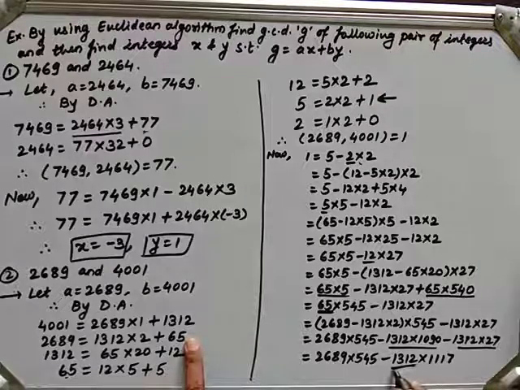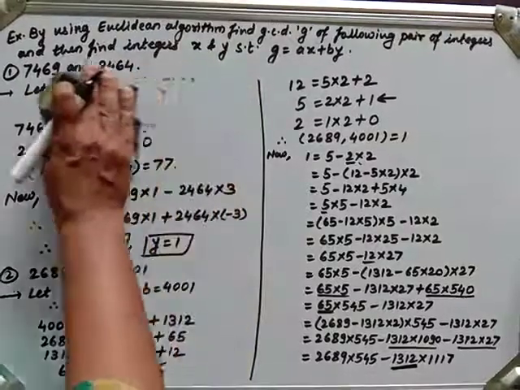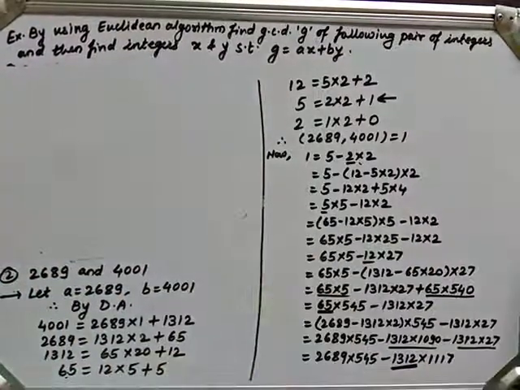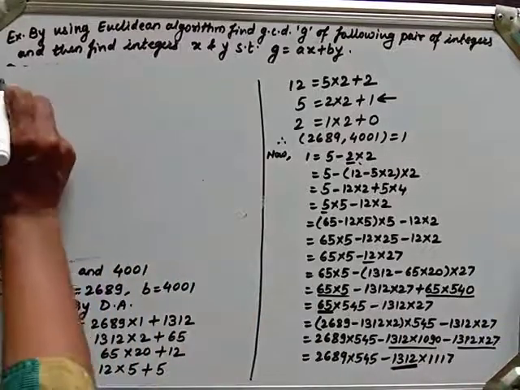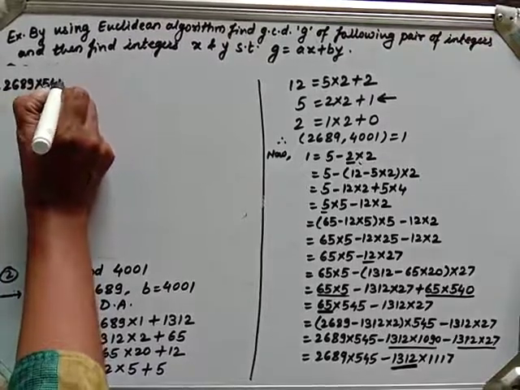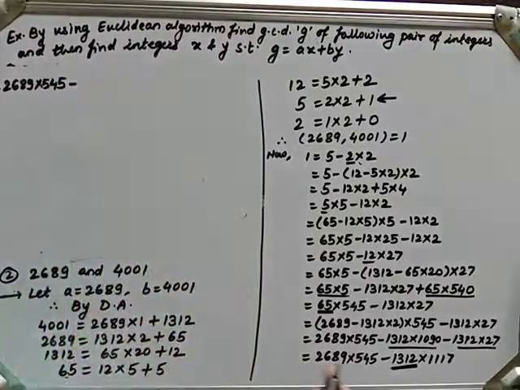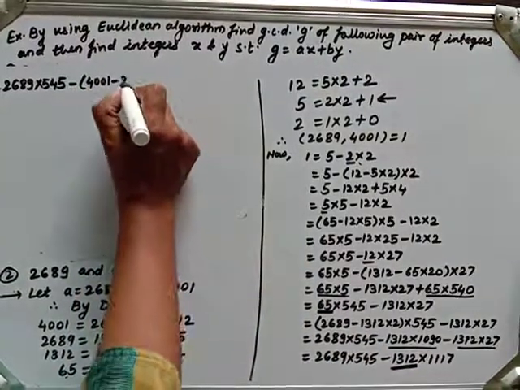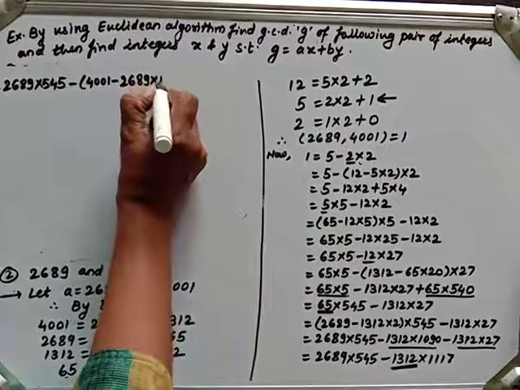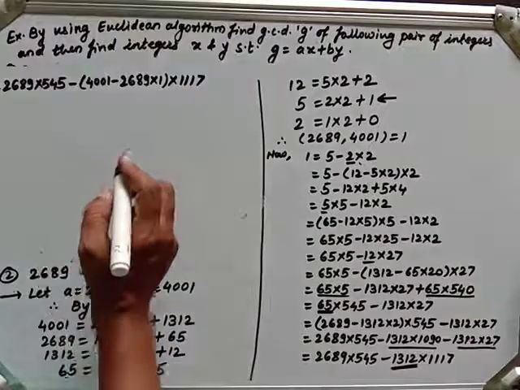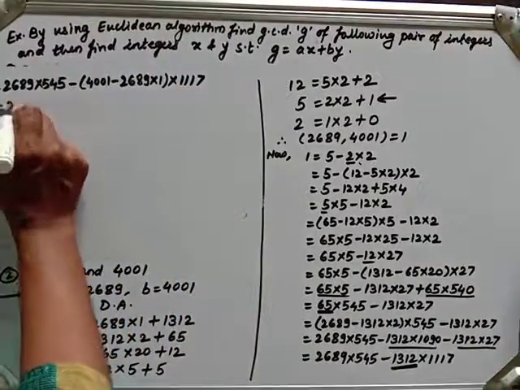So now again we can substitute the 1312 here, and that value will be equal to 2689 multiplied by 545 minus, this will be 4001 minus 2689 multiplied by 1, and multiplied by 1117 as it is. So open the bracket again.